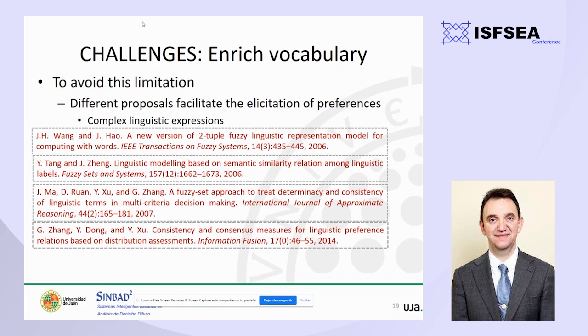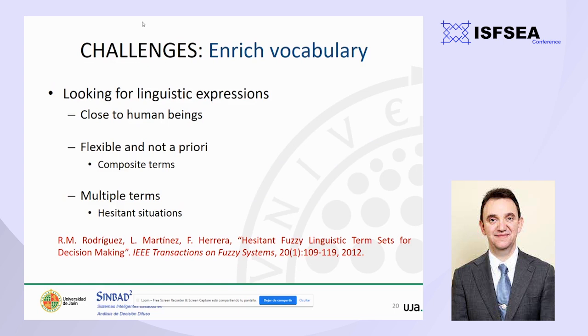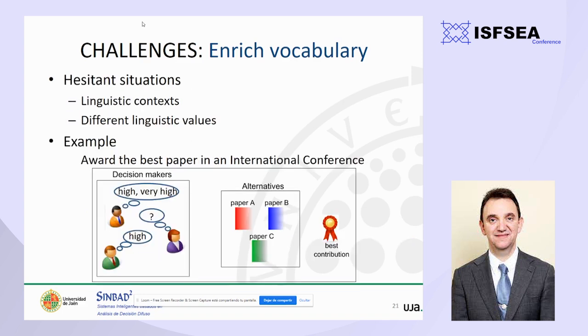So in the literature, there were some approaches that try to deal with this problem. Those approaches were studied in the paper at the bottom of the slide, in which we found some limitations, like most of the models are far from human beings' cognition, they are fixed a priori, and they cannot deal with hesitant situations. So we try to overcome these problems and develop linguistic expressions that enrich the vocabulary of computing with words in decision making with a model close to human beings, flexible, and able to deal with hesitant situations. That means that experts, when they have to provide their preferences, sometimes cannot fix just one preference, high or low, but rather they doubt and hesitate among different terms.